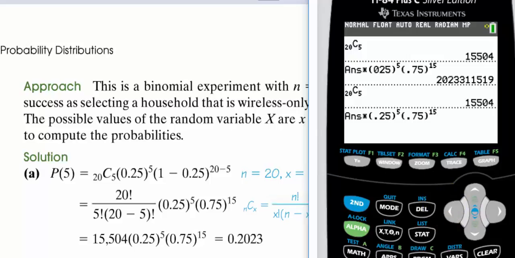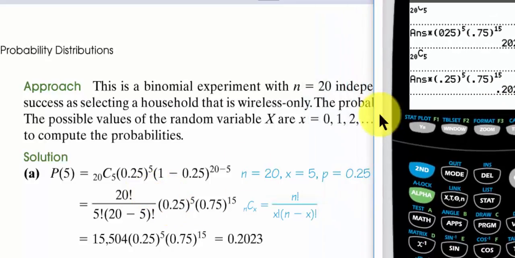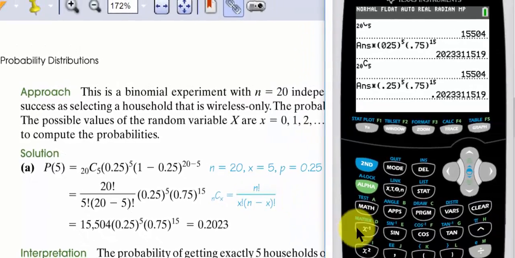Now when I press enter, look at, I received 0.20233, and that's what the book received, right? The book carried it out 4 decimal places. So we did get the same answer. Again, for some of you that are not familiar with the factorial key, I just wanted to show you where you can find that in your calculator.